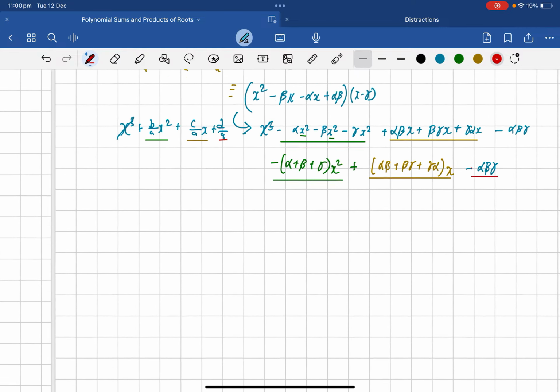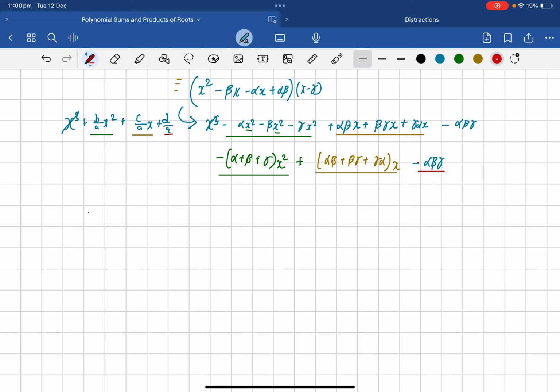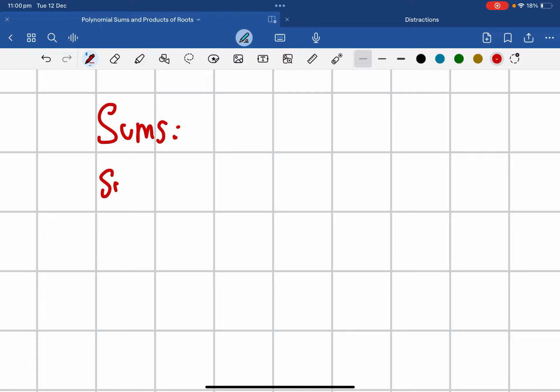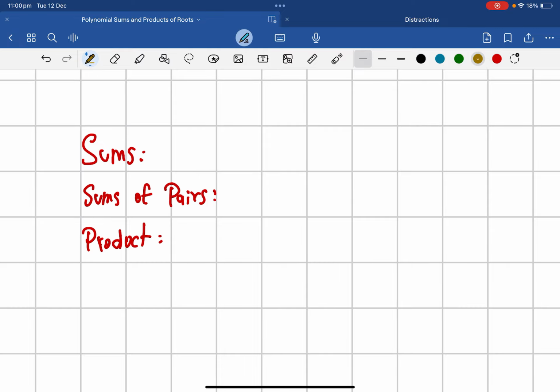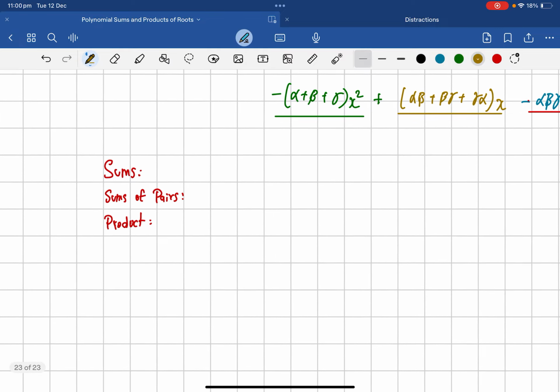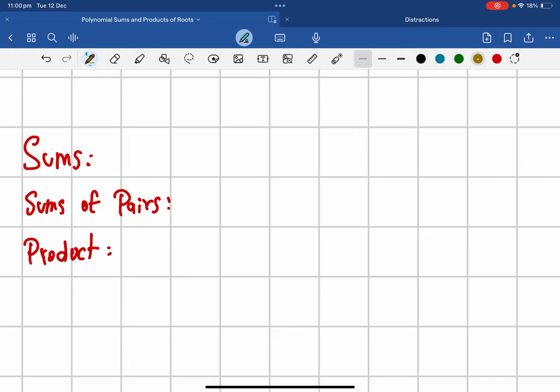Now, let's look at what happens to the sums, products, and pairs. Because when you talk about cubics, we're not only talking about the sums and the products, but we're talking about the sum of the pairs. So, first let's do sums. So let me write down everything. Sums, sum of pairs, and product.